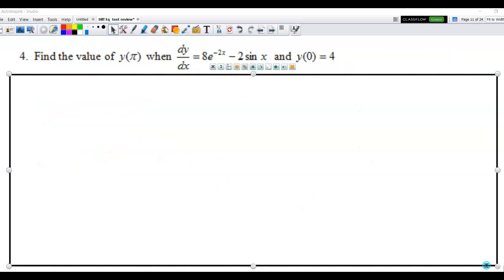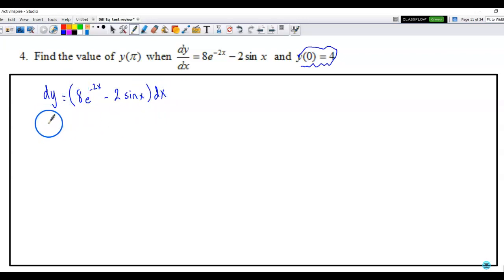Problem 4, I'm looking for the value of y of pi. I have a differential equation right here that I need to solve, and I have an initial condition that's going to allow me to find the value of c. So I'm going to separate the variables. I will have dy, and I'm going to get the dx on the other side: 8e to the negative 2x minus 2 sine x dx.